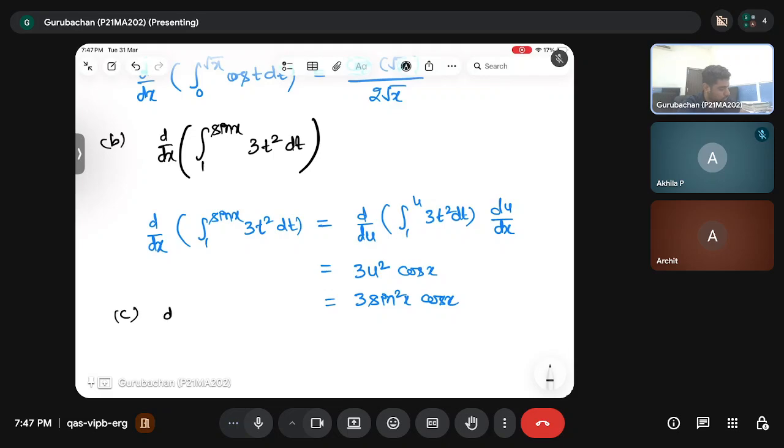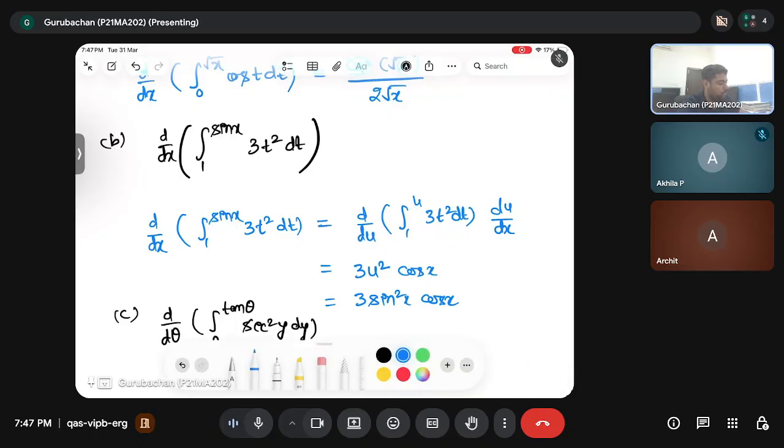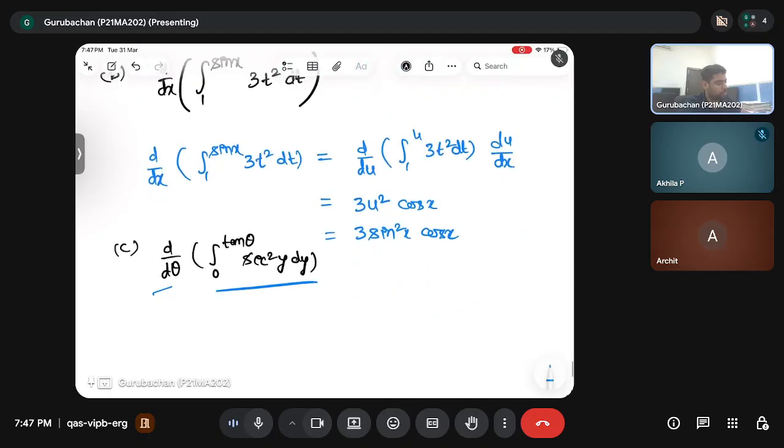See, d over d theta of the integral from 0 to tan theta of secant square of y dy. Obviously you can first integrate this one and then differentiate also. There is that approach too, but here I only want to give you a glimpse of how it is related to the chain rule and the fundamental theorem of calculus. So let us do it. 0 to tan theta, secant square of y dy.